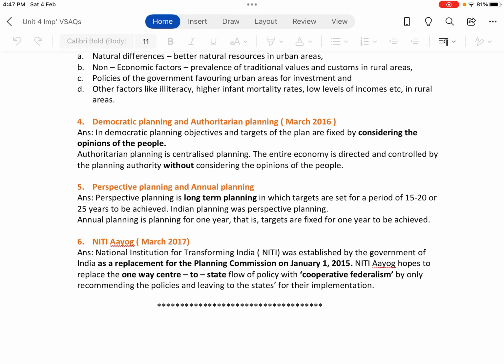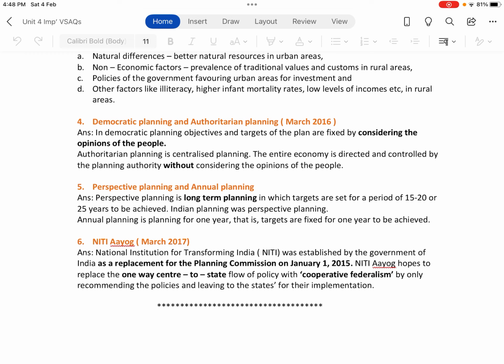And the fifth one, perspective planning and annual planning. Perspective planning is long-term planning in which targets are set for a period of 15 to 20 or 25 years to be achieved. Indian planning was perspective planning. So if, for example, we are having the targets like reduction of poverty, reduction of unemployment, reduction of income inequalities, achievement of balanced regional development.